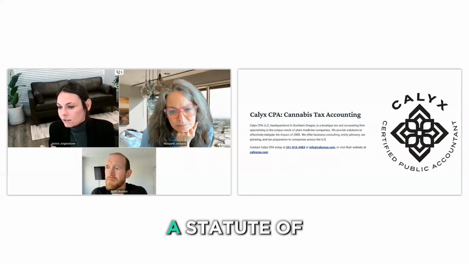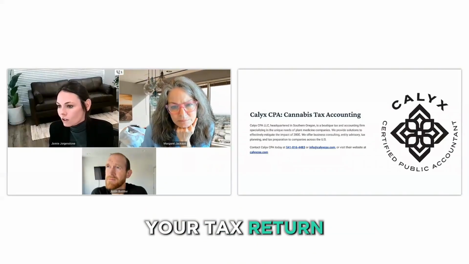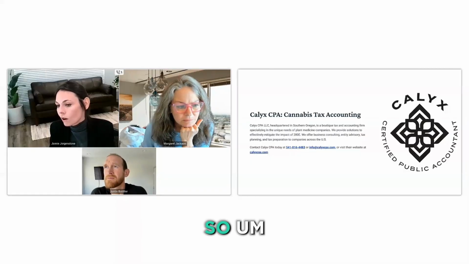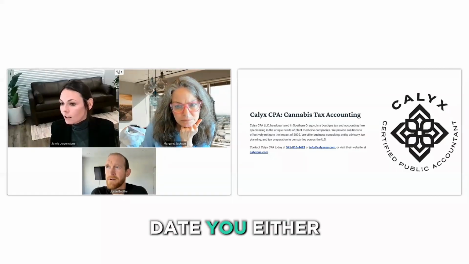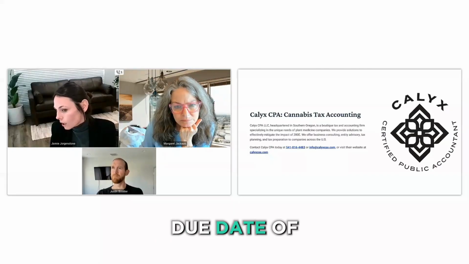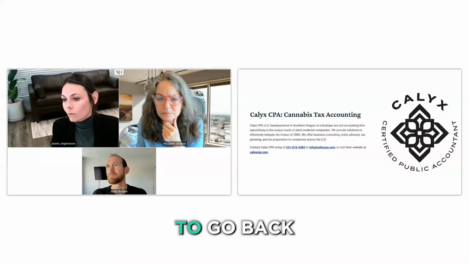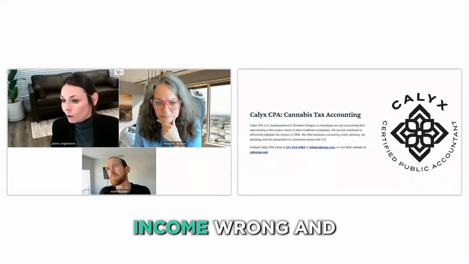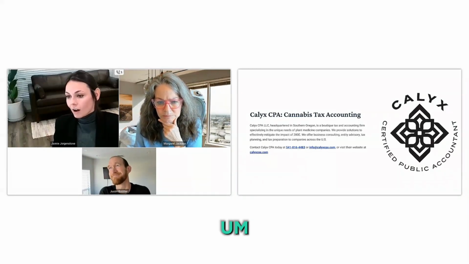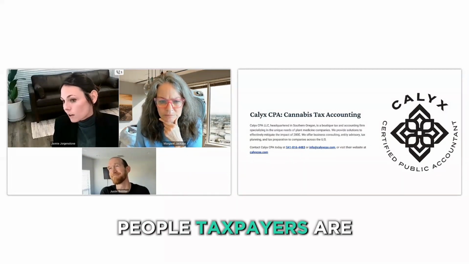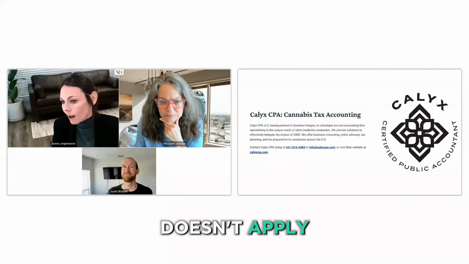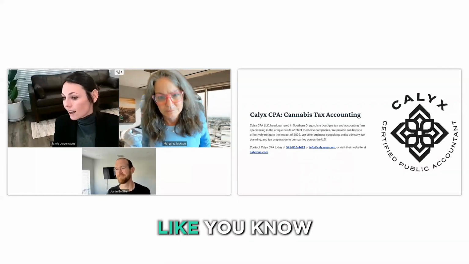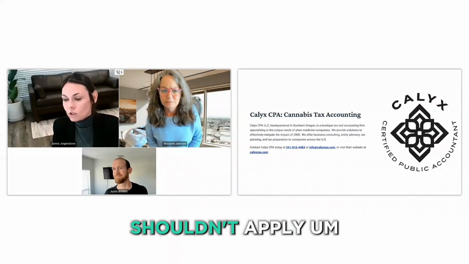But there's a statute of limitations for amending your tax return and for claiming refunds associated with potential overpaid tax, right? So you have 3 years from the date you either filed your return or the original due date of the return, whichever is later, to go back and file an amendment and say, hey, I actually think I calculated my taxable income wrong and I want my money back. And that's what taxpayers are doing now. They're saying 280E doesn't apply. Oops, I filed my tax return applying 280E. Now it looks like, given these facts and circumstances, it shouldn't apply.